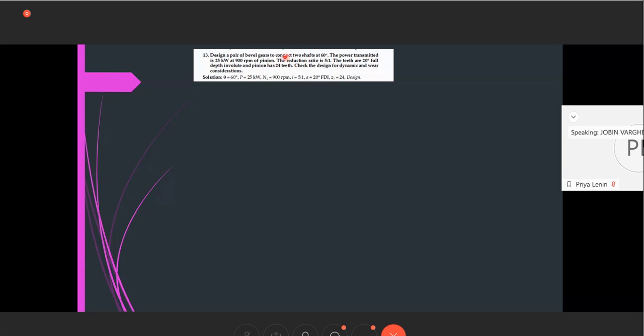So I told you that when I explain the design procedure, there will be many questions, but when we solve a problem, our questions can be sorted out here. This is a question: design a pair of bevel gears to connect two shafts at 60 degrees. The angle between the axes of the two shafts is 60 degrees. That is not 90 degrees. That is less than 90 degrees, an acute angle.